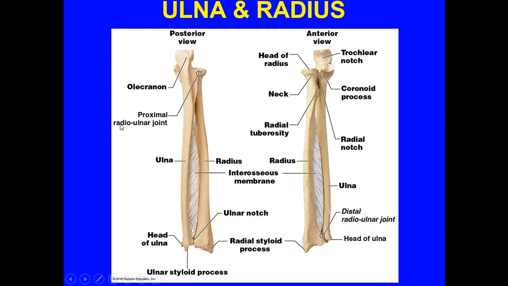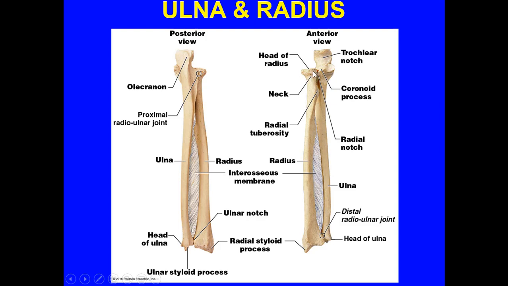That's because you have the proximal radial ulnar joint up here. What stabilizes all of this, and I'll get into it in a second, you have the distal radial ulnar joint here. What helps stabilize the two bones so they don't really separate is the interosseous membrane, which is right here. This is the ulna, this is the radius. The radius is much larger, okay?